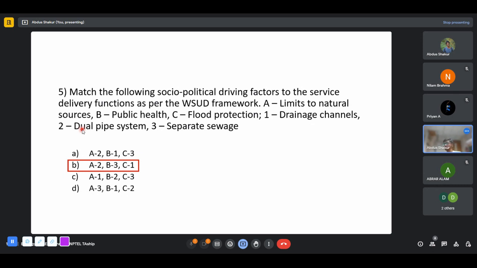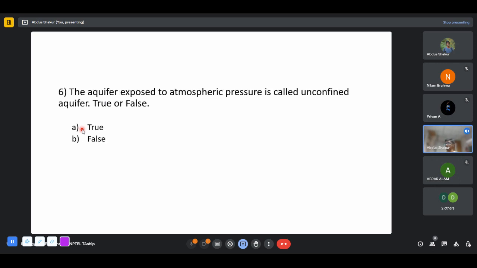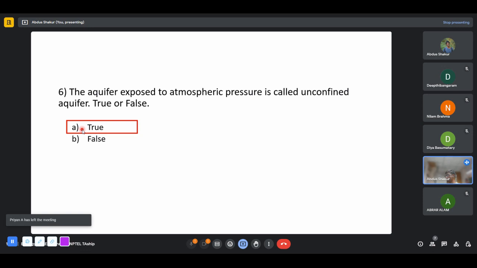So that is the fifth question. Going ahead: the aquifer exposed to atmospheric pressure is called an unconfined aquifer. True or false? It's true. An aquifer that is exposed and experiences atmospheric pressure is called an unconfined aquifer. So basically most of these rivers, lakes, and ponds come under this category.